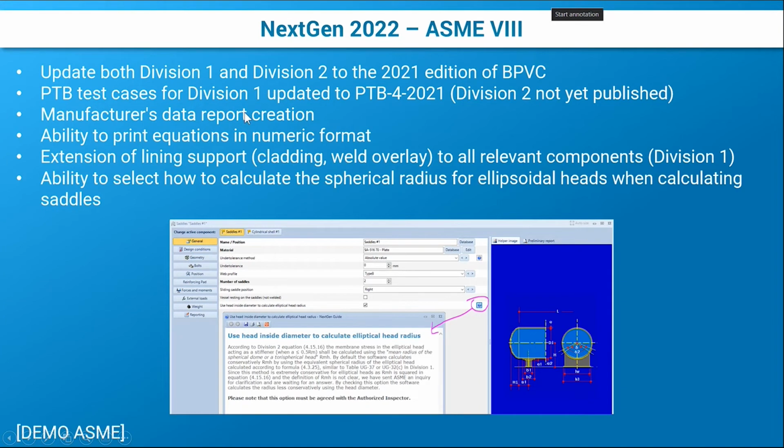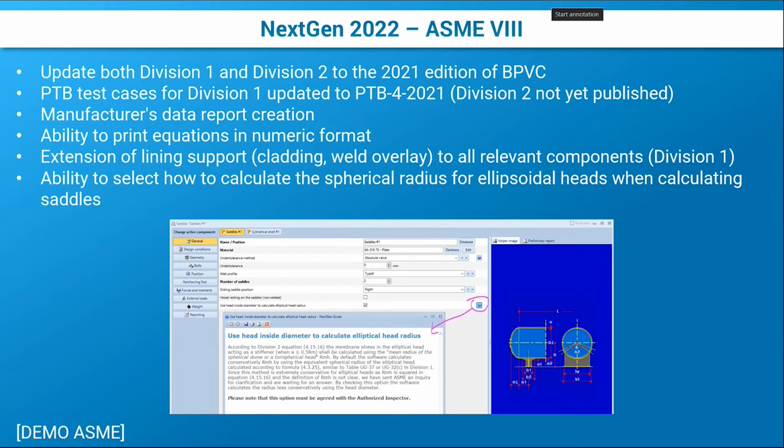Then we added the manufacturer data report creation. That is another quite often asked feature from our customers. And so you have now the ability to create an Excel report that is the U1 form for ASME.